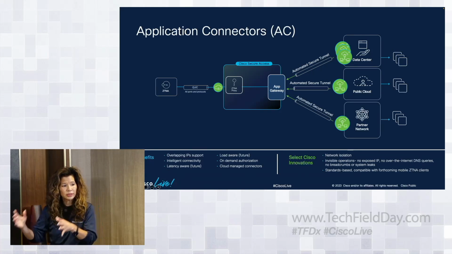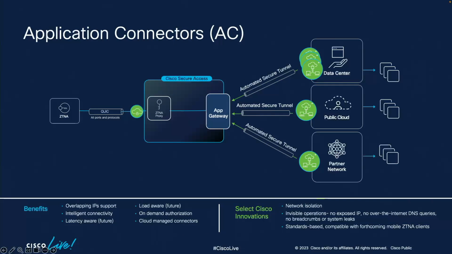Now, what about the applications? How do we get them connected to our service? As I mentioned before, we have what we call our application connectors. You deploy these little agents closest to your application resources. In this case, I've got multiple locations: a data center with applications, a cloud, and even a partner network. We would deploy these app connectors, and they automatically establish a secure tunnel to the app gateway.